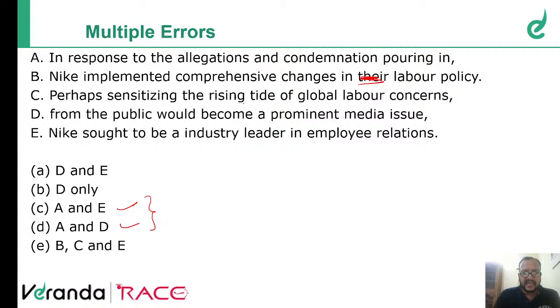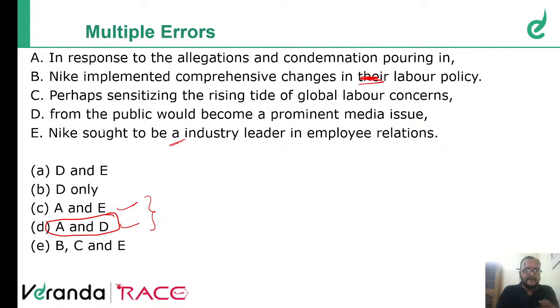Perhaps sensitizing the rising tide of global labor concerns from the public would become a prominent media issue. Nike sought to be an industry leader is incorrect, so it should be an industry leader. So the answer would be A and D. A and D are correct sentences. Are you getting me, students? So A and D are correct.